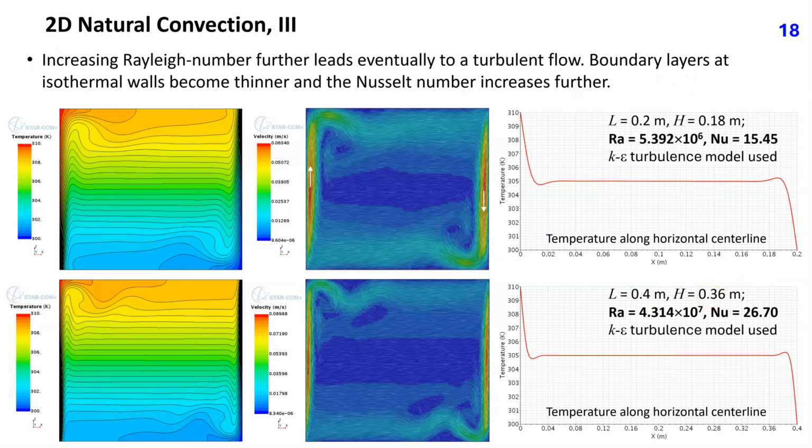Increasing the cavity size further leads eventually to a turbulent flow. Boundary layers at isothermal walls become thinner and the Nusselt number increases further, almost doubling when the cavity size is doubled. The fluid is stably stratified and almost stagnant in most of the cavity volume, with high velocities only along isothermal walls. Here, RANS equations were solved with the default k-epsilon turbulence model in Simcenter STAR-CCM+ software.